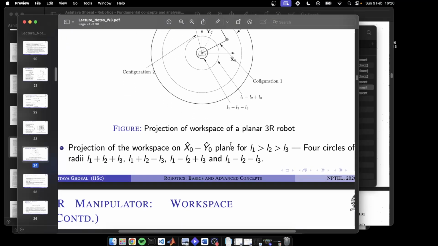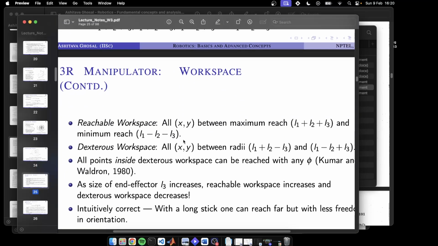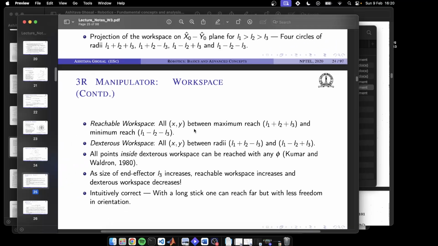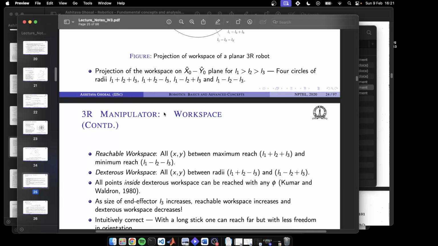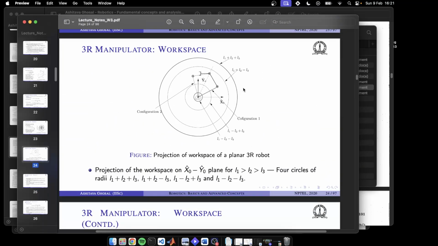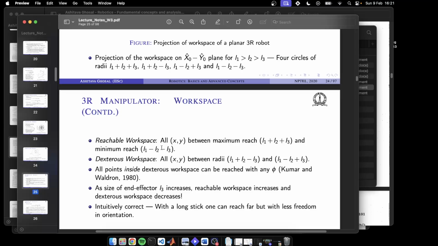Now what we have here is 4 circles of different radii. First is what we call the reachable workspace. Reachable workspace is all the points that lie between the maximum reach and the minimum reach, right? The maximum reach is the outer one and the minimum reach is the inner one. All points between those are reachable, that is, there exists at least one configuration of the arm in which the end effector can reach that point x, y. So that is the reachable workspace.